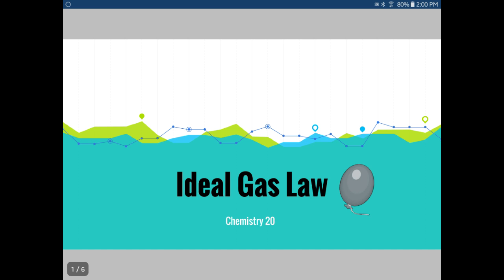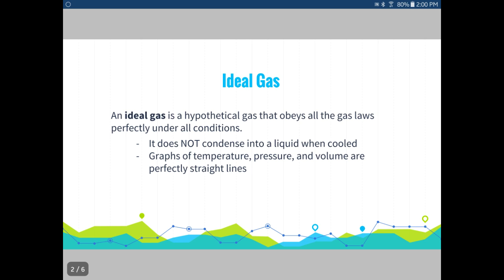Let's take a look at our last gas law. This one is called the ideal gas law. So what exactly is an ideal gas? Essentially, an ideal gas is a hypothetical gas, and we basically say that it obeys all of the gas laws under perfect conditions, and it follows all of those laws perfectly. Now, we consider an ideal gas as one that does not condense into a liquid when cooled. And when we were to look at graphs of temperature, pressure, and volume, they would be perfectly straight lines.